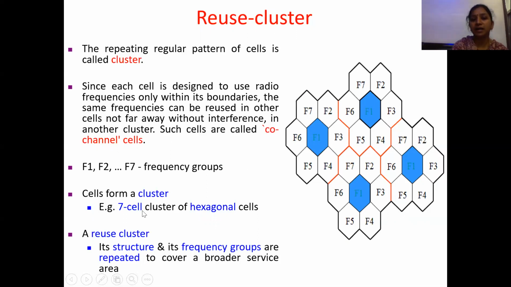So cells form a cluster. Example: a 7-cell cluster of hexagonal cells we are showing here in this figure. A reuse cluster, its structure and its frequency groups are repeated to cover a broader service area. Here you can see the same cluster is repeated and reused to cover this broad service area. So in this way, we are using the same frequency or the same channel a number of times. Here the available channels are fixed, but the way we are using them increases the spectrum efficiency and it is able to provide service to a larger number of subscribers.